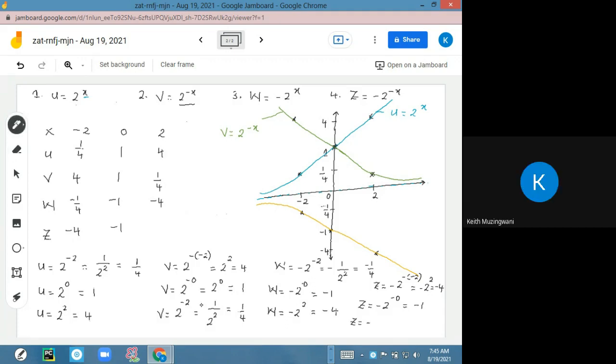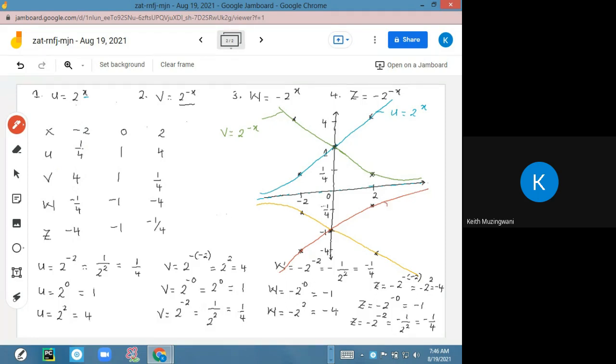So we have negative 2 to the power negative 2. That is when x is 2. But this is the same as negative 1 over 2 to the power 2, giving us negative 1 over 4. So negative 2 is giving us negative 4, and then negative 1, and then negative 1 over 4. So our sketch is going to be of this nature. Again, it will never touch the x-axis because this function is never going to be 0.